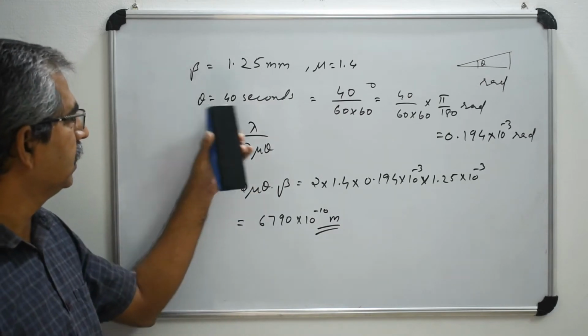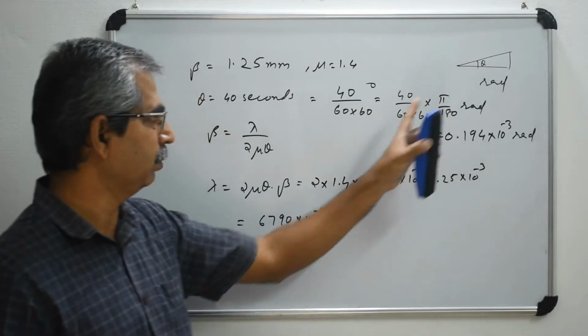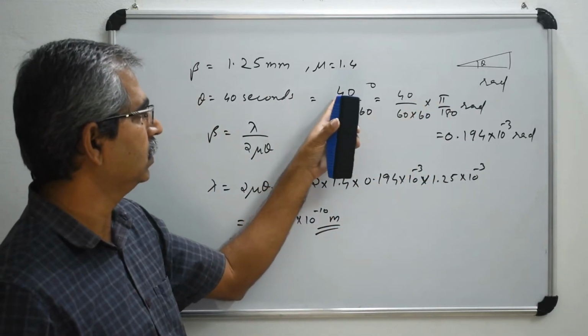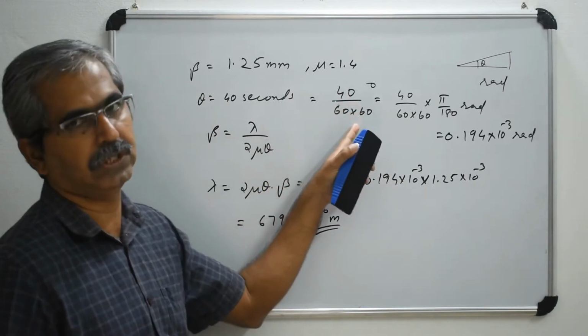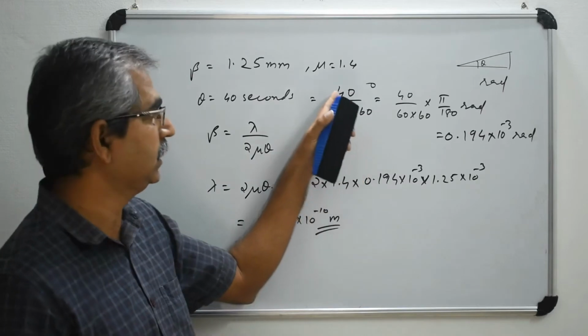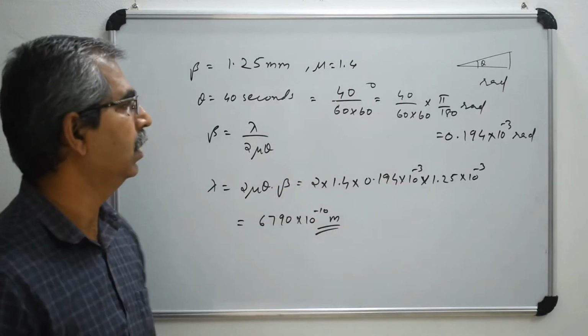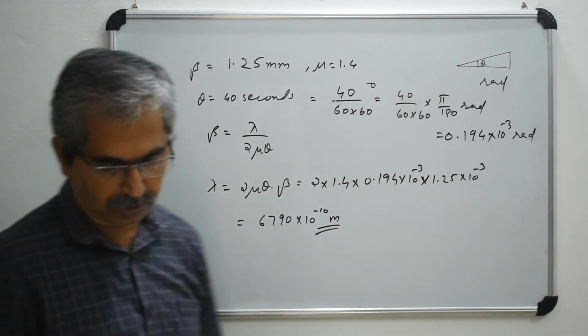So remember, theta should be converted into radians. That is the main important point to be remembered. If you have this value in minutes, divide by 60 and you will get the degrees. If it is in seconds, divide by 60 into 60 to convert it into degrees, then convert that into radians. So this is the value obtained.